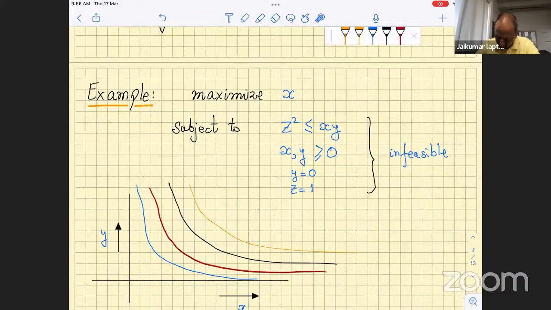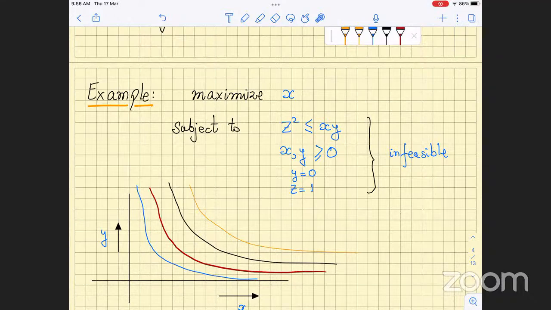So did I write this again wrong? No, this is correct.